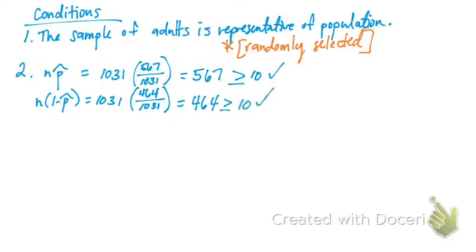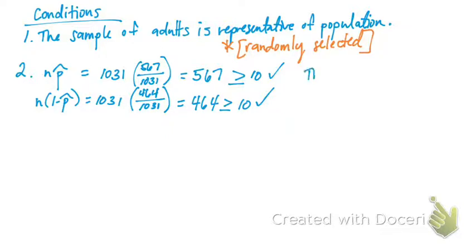Wait, you lost me. 1 minus p hat, just the opposite. Those are the two that you check. Where did the 464 come from? We subtracted 567 from 1031. Yeah, we subtracted 1031 minus 567 and got 464.